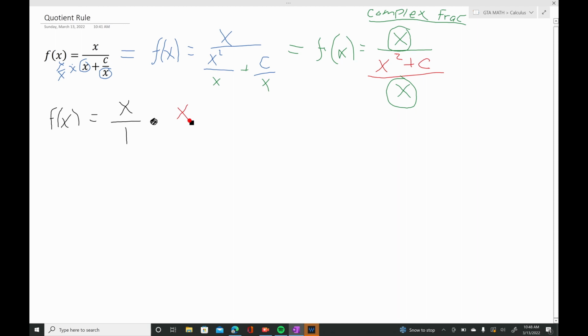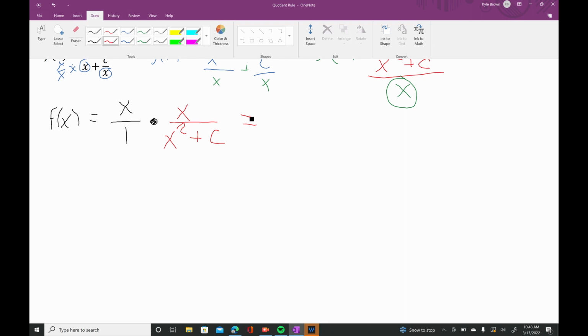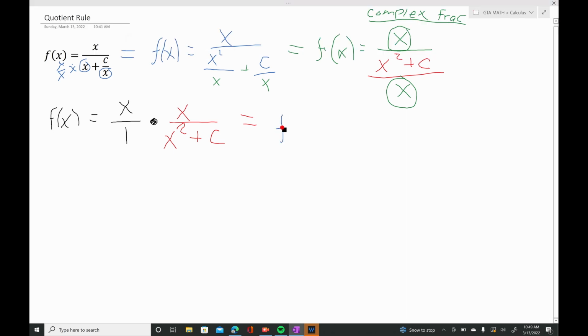And then we're going to have x over x squared plus c. And then from here, we're going to be left with f of x equals x squared over x squared plus c.